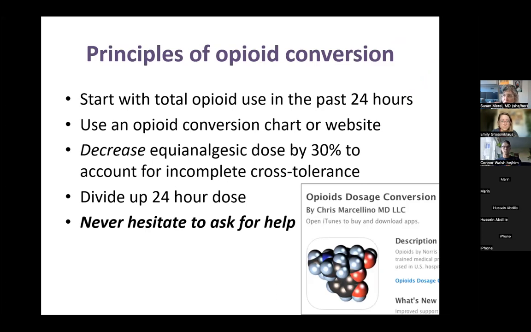So I'm going to talk about opioid conversion, meaning you're on one opioid, oxycodone, and you're changing to another, for example, hydromorphone. So you look in Epic and you add up what was the total opioid use in the past 24 hours. You use an opioid conversion chart or website or app. Gosh, I'm so old that I said chart. Nobody really even uses that much. I use the app that is right there. It's a reliable app. It's easy to use.